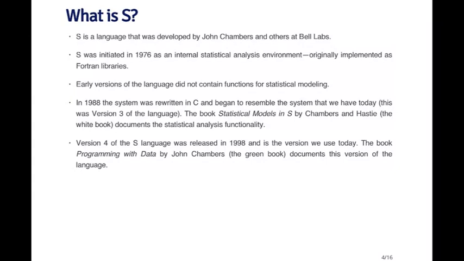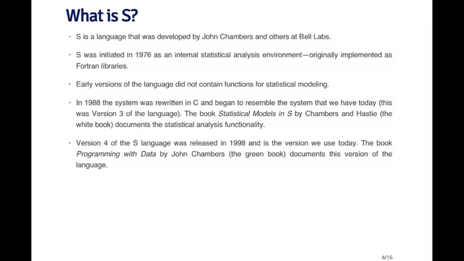Early versions of the language did not contain functions for statistical modeling. That did not come until roughly version 3 of the language. So in 1988, the system was rewritten in the C language to make it more portable across systems, and it began to resemble the system that we have today. So this was version 3, and there was a seminal book called Statistical Models in S, written by John Chambers and Trevor Hastie, sometimes referred to as the White Book.